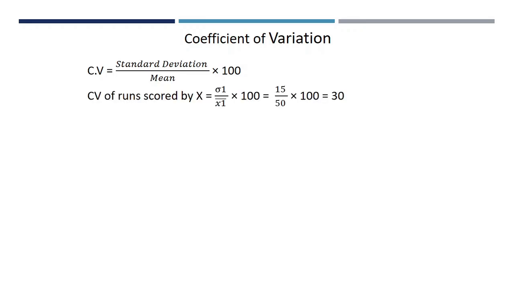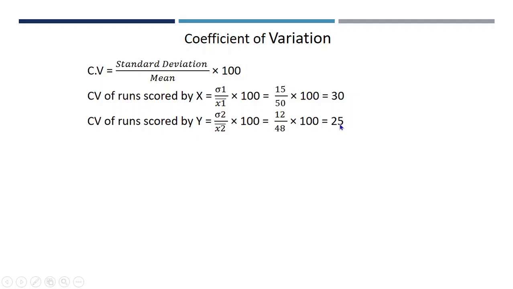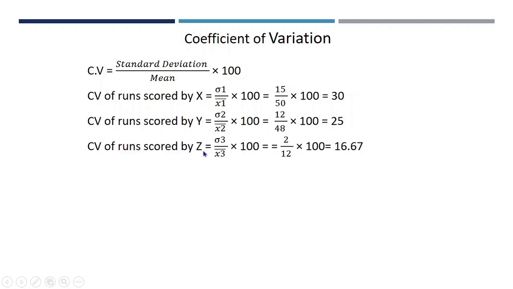So for the first player, the coefficient of variation of runs scored by x is sigma 1 by x1 bar into 100. Substituting the values, we get 15 by 50 into 100, which is 30. For the second person, sigma 2 by x2 bar into 100, 12 by 48 into 100, which is 25. Now for the third one, the coefficient of variation is sigma 3 by x3 bar into 100, which is 2 by 12 into 100, which is 16.67.